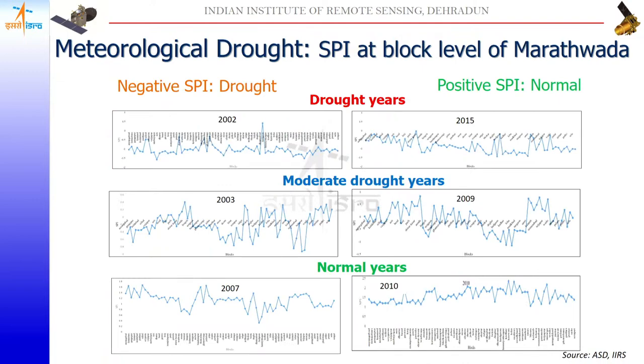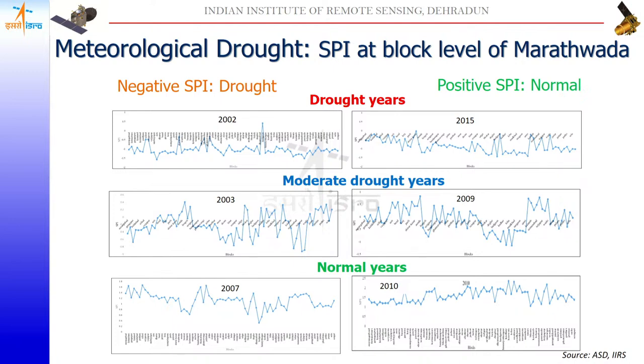Then the next case study is specifically for meteorological drought, with computation of SPI, the standardized precipitation index, at block level of Marathwada. There are around 76 blocks in the Marathwada region. We used remote sensing derived data sets of rainfall, and we did this study at the block level to define the SPI variability in the particular area year by year.